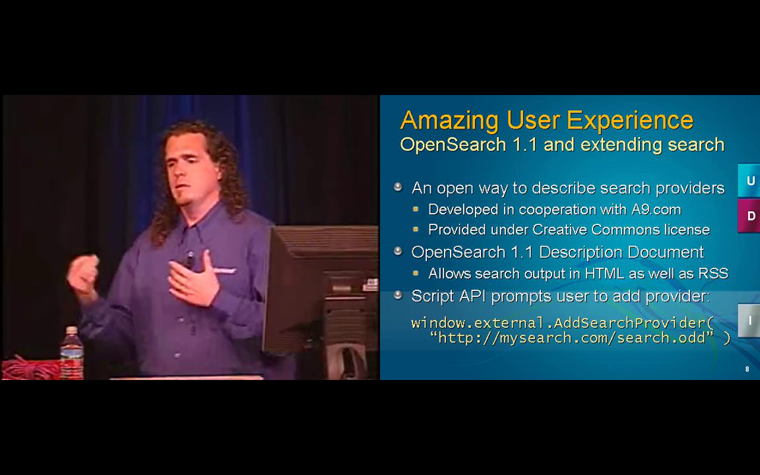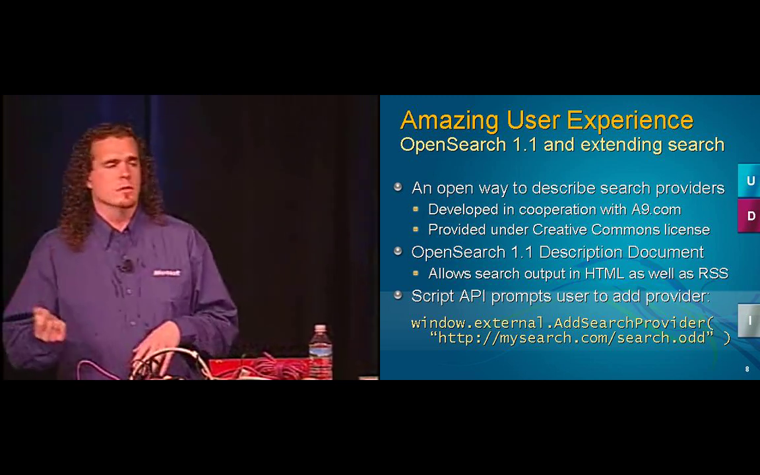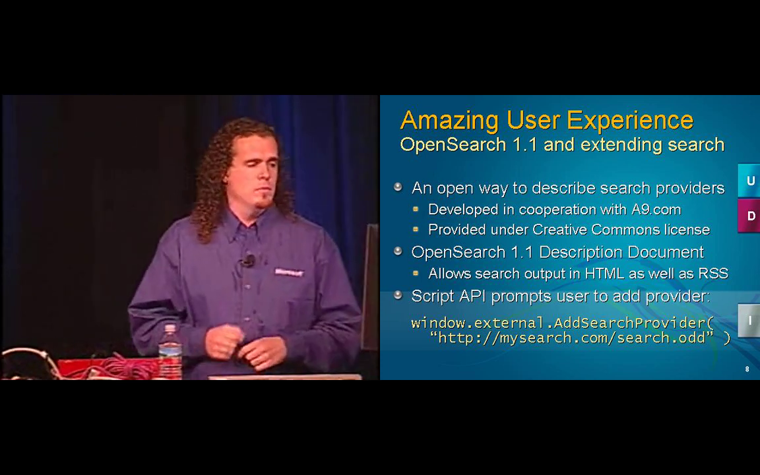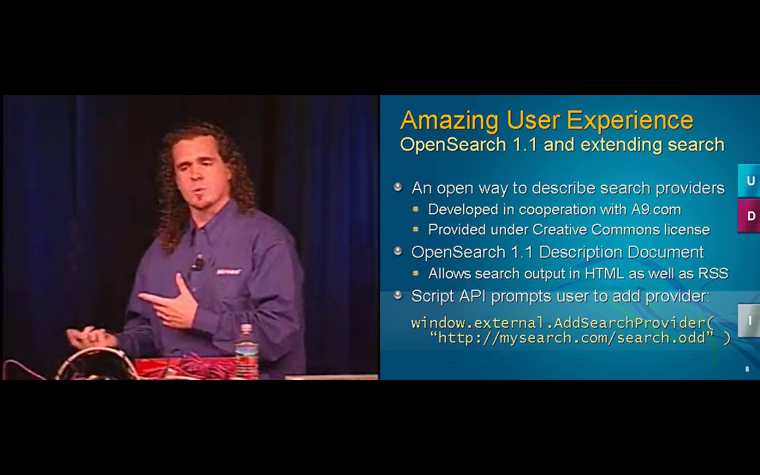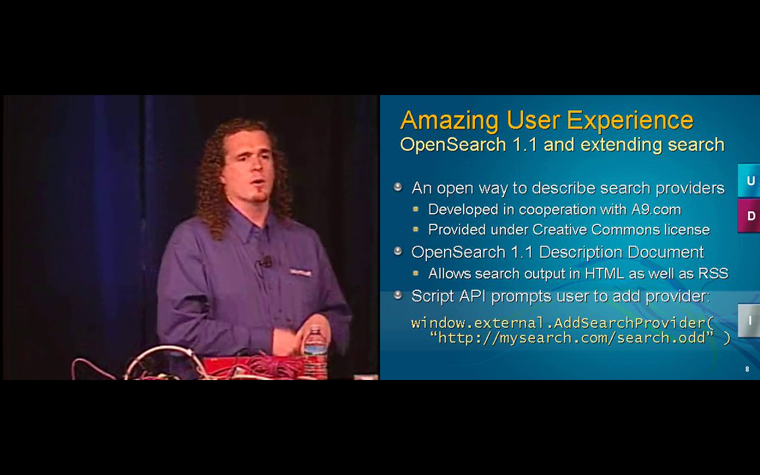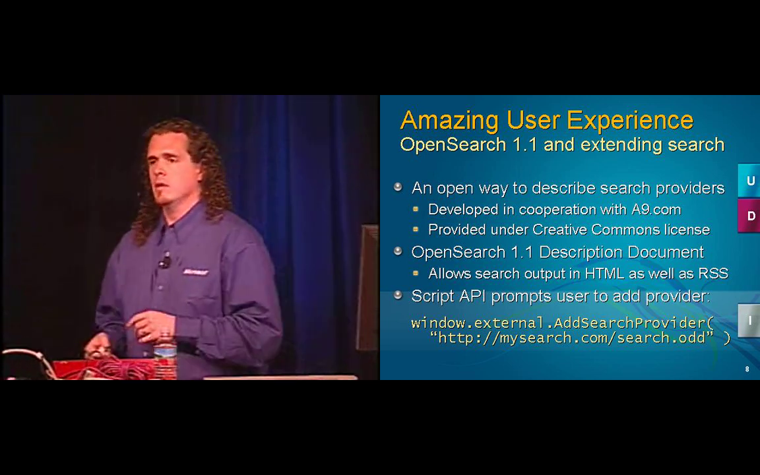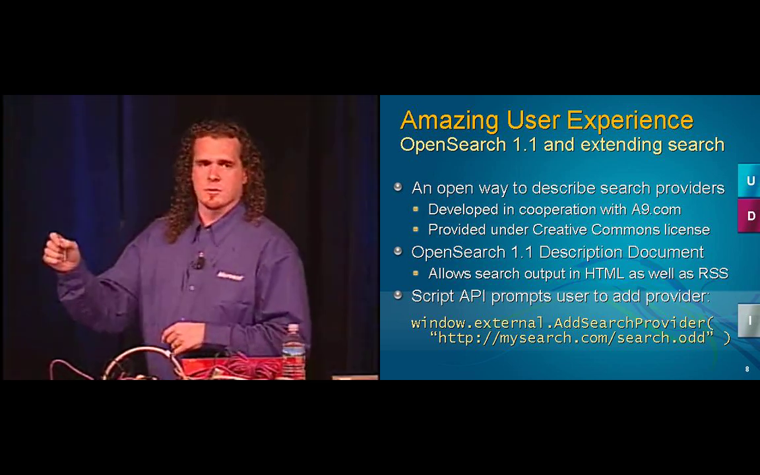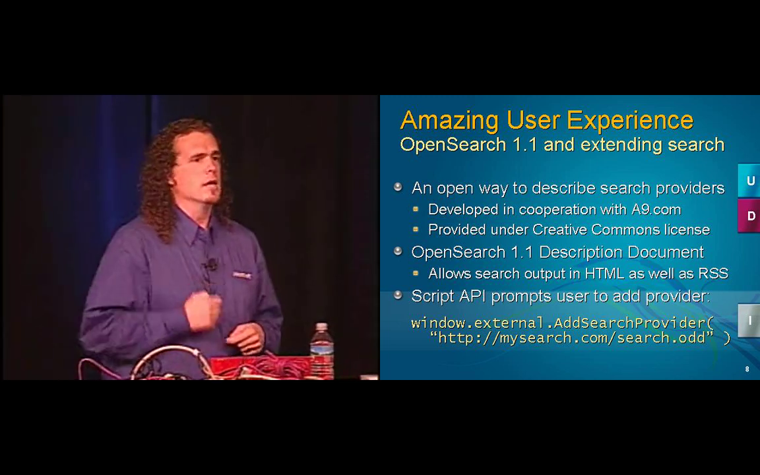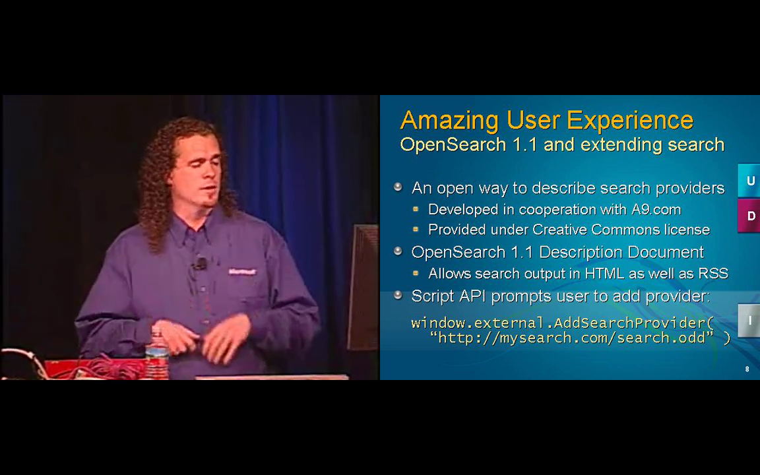And the last piece of this puzzle really is that we have a script API now that will prompt the user to add a search engine provider. This points to, obviously, an OpenSearch 1.1 description document. So if I'm a search engine provider, I can provide a button on my website that allows the user to add that to their search box. This is very similar to the model that we have for changing the home page in IE, and always prompts the user and asks the user to confirm that this is really what they want to do.